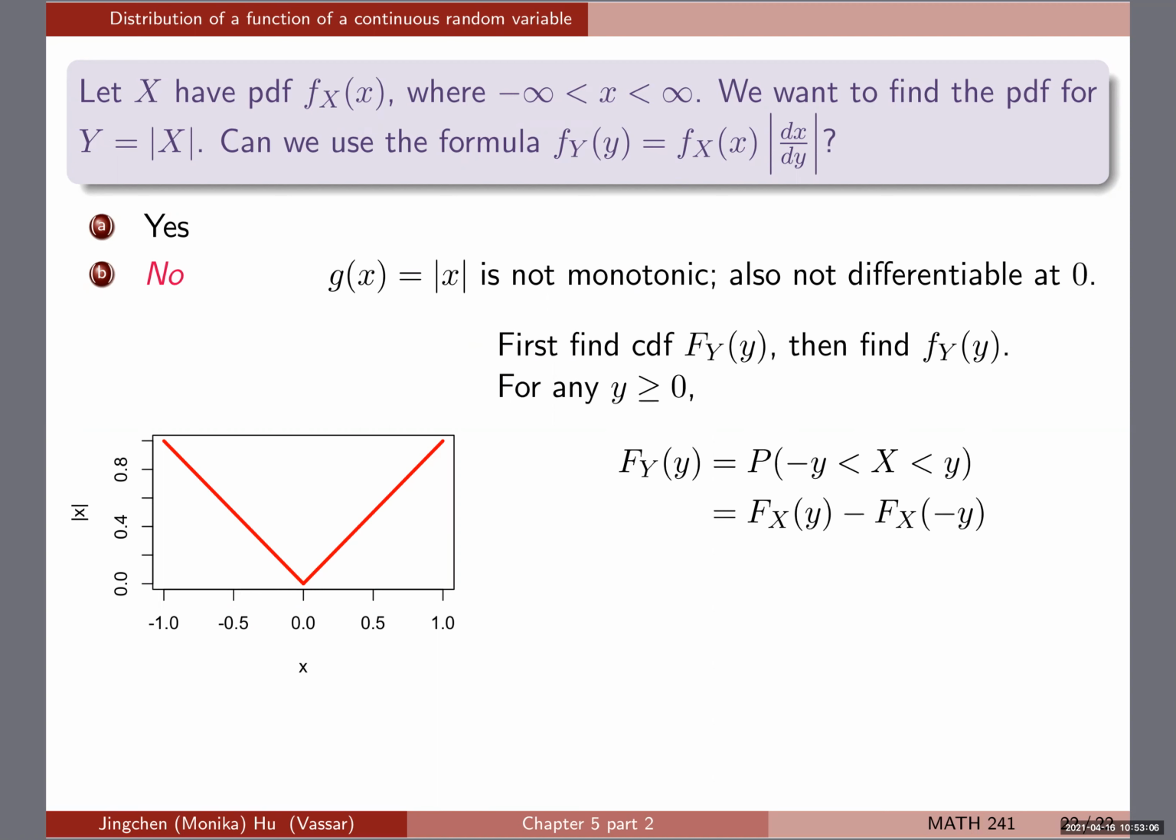So for any y greater than or equal to 0, F_Y(y), again this is capital F, so this is the CDF. If I want to know the CDF up to this point, it's equivalent to finding the probability that x is between negative y and positive y. And as you know, because we're looking at the CDF, let me just write it out, maybe one more step before going over this.